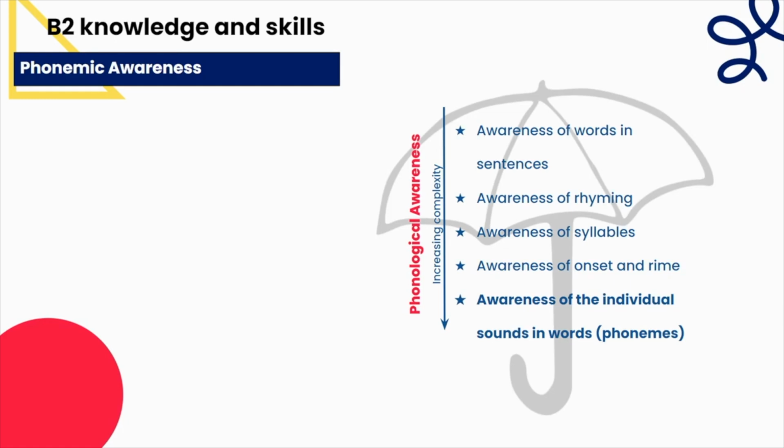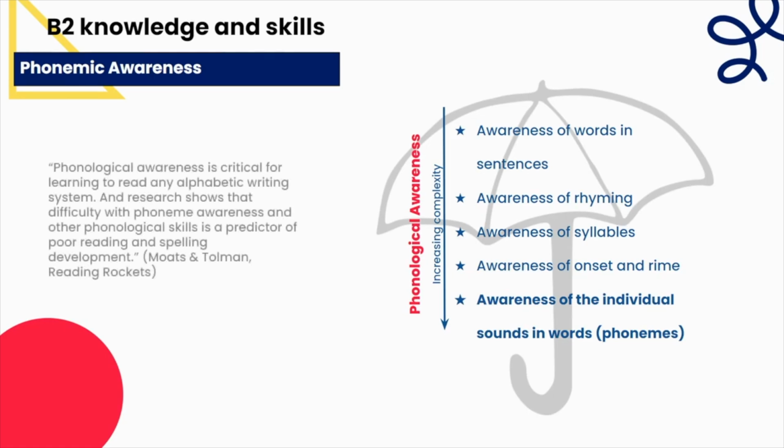It also refers to the ability to identify and manipulate the smallest unit of sound in spoken words, called a phoneme. This deepest level of phonological awareness is referred to as phonemic awareness. When students begin to identify, notice, segment, blend, and manipulate these individual sounds or phonemes in words, they are developing and consolidating their phonemic awareness. Phonological awareness is critical for learning to read any alphabetic writing system, and research shows that difficulty with phoneme awareness and other phonological skills is a predictor of poor reading and spelling development.